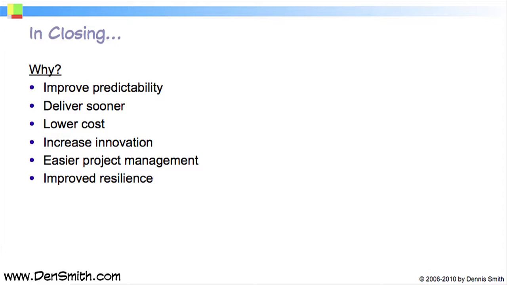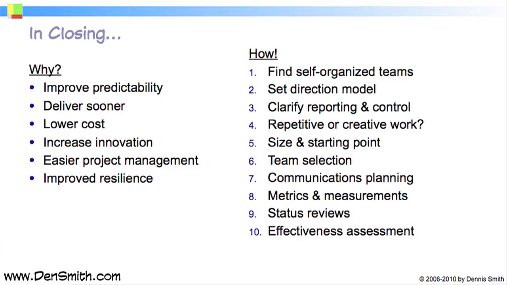So to summarize the points we've covered as to why you should be interested in this, you can improve the predictability of your project due to the better information flow. That will allow you to deliver it sooner at a lower cost. Innovation will be improved as the people will be working together more effectively. Project management is easier because there's more information available, and you have better team resilience with less dependence on key individuals.